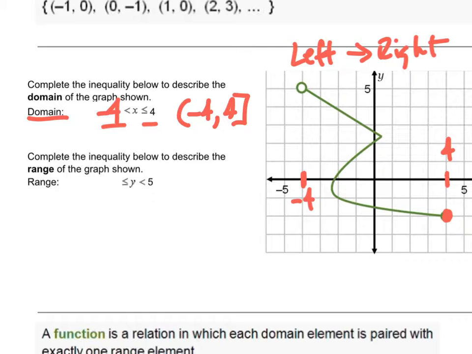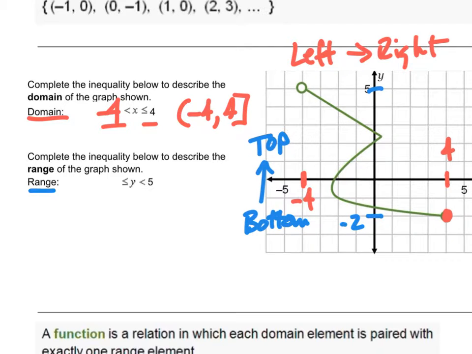Now, let's talk about our range, okay? Now the range, again, is our y values. And I'm going to go from the bottom to the top, okay? And so you have to ask yourself, where do I start? Where do I have y values? And down here, they start at negative 2. And then I have y values that go all the way up until I get to positive 5.